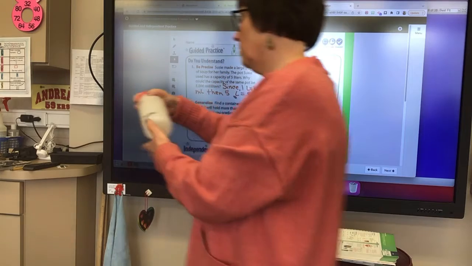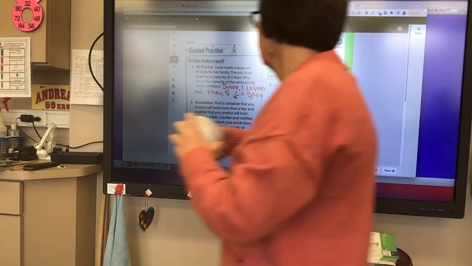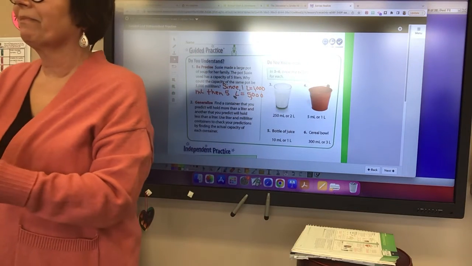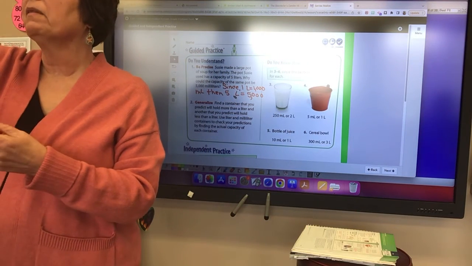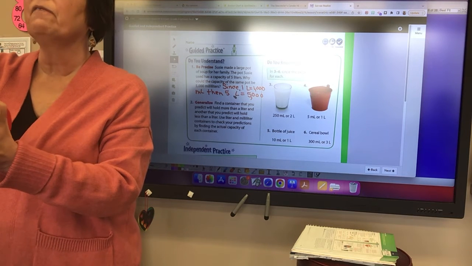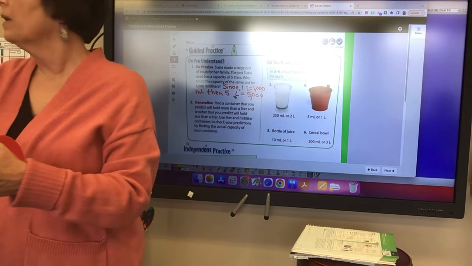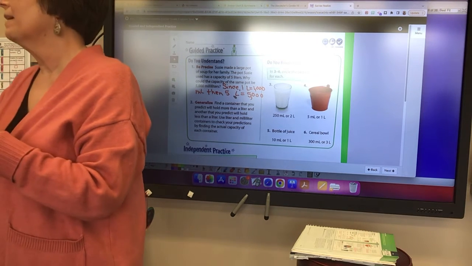Mine could hold more than a liter. This doesn't hold 1,000, so we can't use this, even though it has less water in it. Well, you know what? A liter is 1,000. So, here, Leah, go fill this up to, I'm gonna say, about here. You don't have to fill that up to anything.